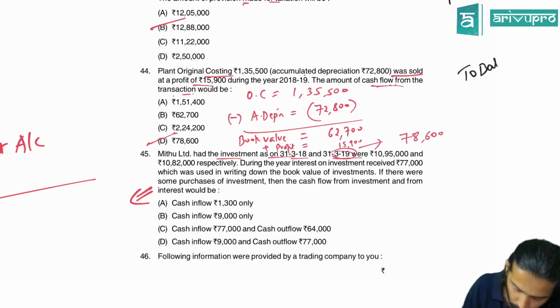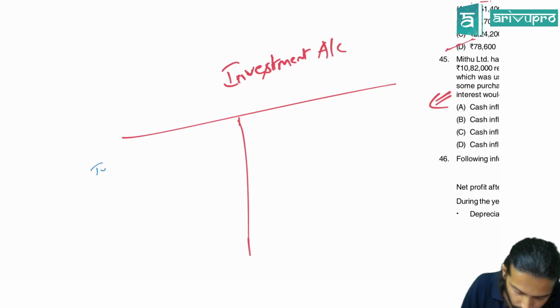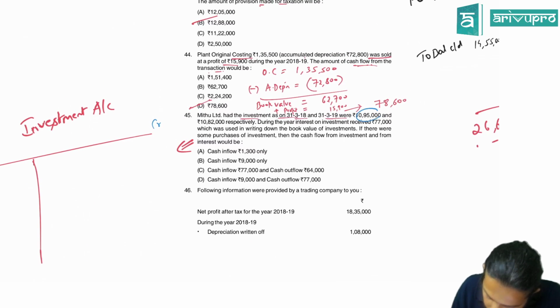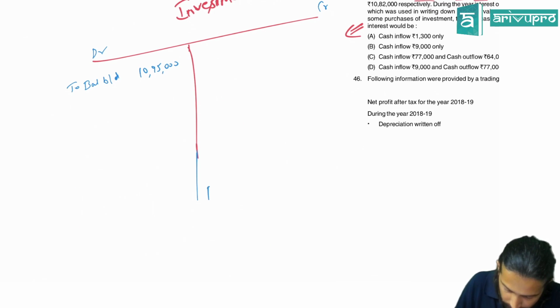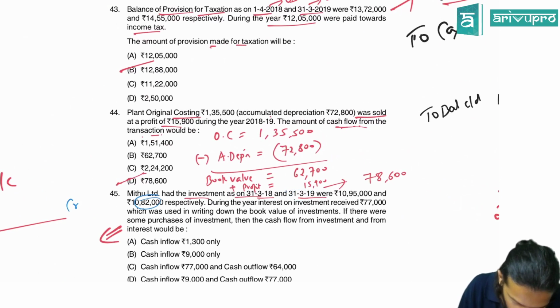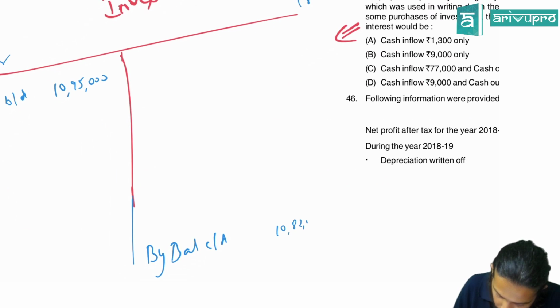So they've given the investment account's opening and closing balance. Where will the opening balance come? On the debit side, yes. So I'll write debit here. Opening balance of investment was 10 lakh 95,000. Similarly, what is the closing balance of investment? Closing balance will come on the other side, by balance carried down. On 31st March 2019, the balance is 10 lakh 82,000.